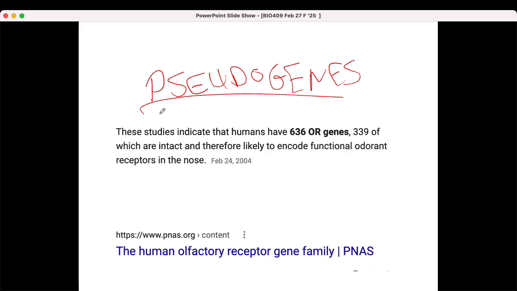We actually, when we started losing the sense of smell, gained by gene duplication another color vision receptor in these Old World primates. Yep, okay, awesome.